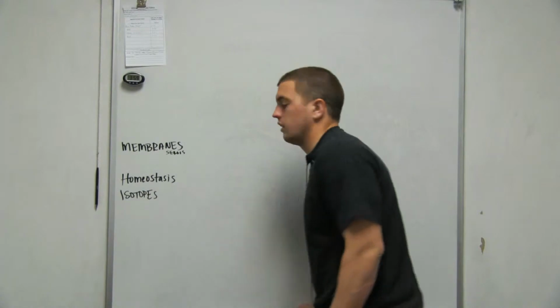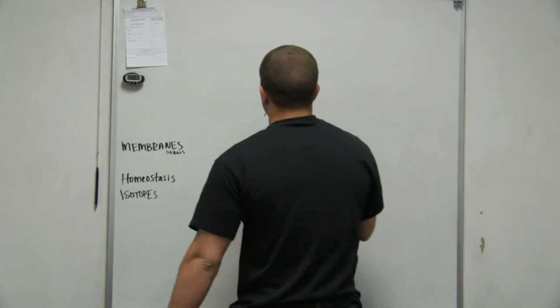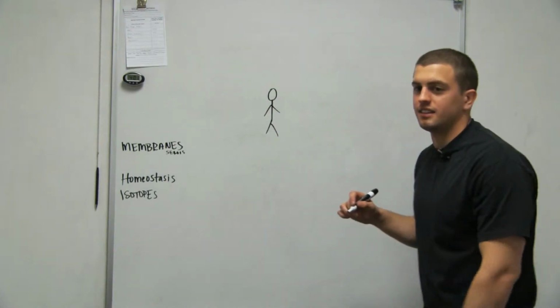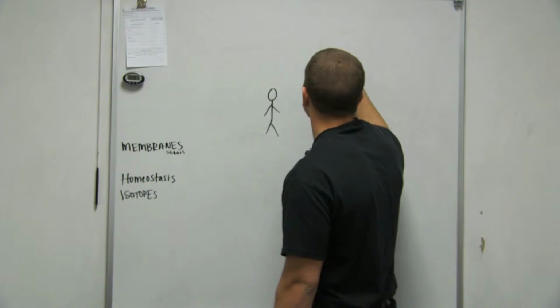Did that. Homeostasis now. Interesting. So I'll try to explain it. Okay, so we have Hunter. Hunter just got in a car accident. And what just happened? He's losing blood, right?